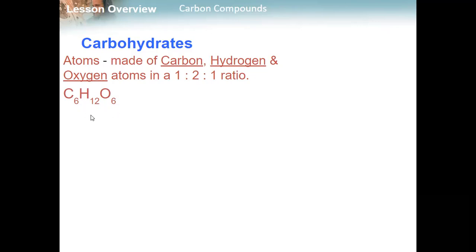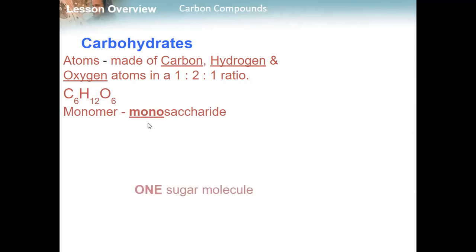All right, C6H12O6, that should be familiar. It's a glucose molecule, which is a carbohydrate. Now, the monomer, the small pieces that come together to make up a carbohydrate, would be a monosaccharide. I'm seeing that prefix again, mono. So mono means one, and saccharide means sugar. So if we have one sugar molecule, and we put a bunch of sugar molecules together, it'll make a carbohydrate.